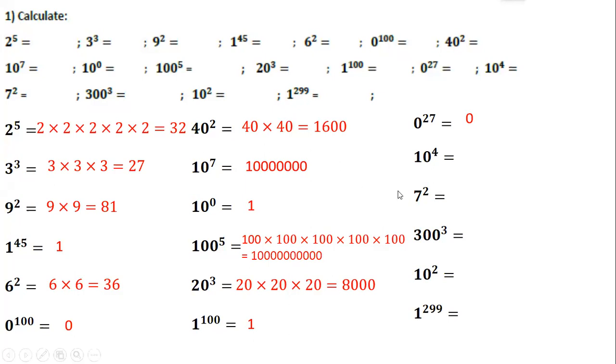Yes. 10 to the power 4. What do we call this power? 10,000, sorry. What do we call 10 to the power 4, because the base is 10? What do we call it? Power of 10.